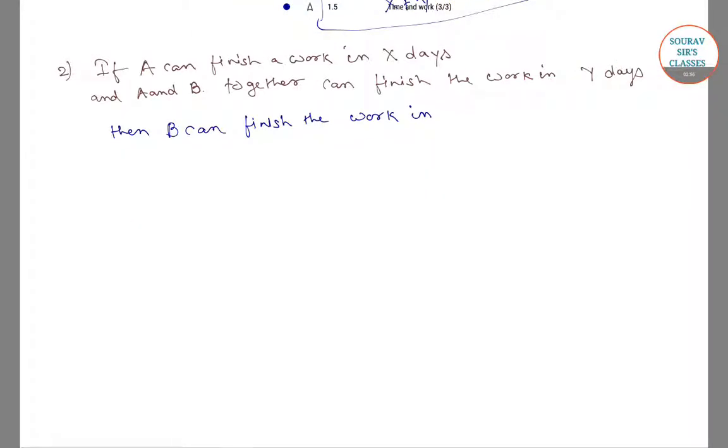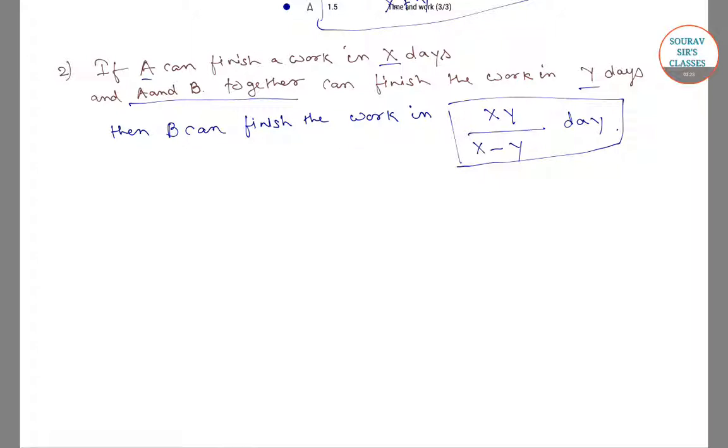In the next formula, if A can finish the work in X days and A and B together can finish the work in Y days, then B can finish the work in X into Y divided by X minus Y days. So this is the time taken by B to finish the work.